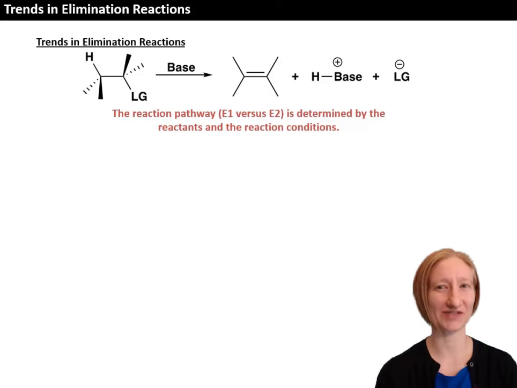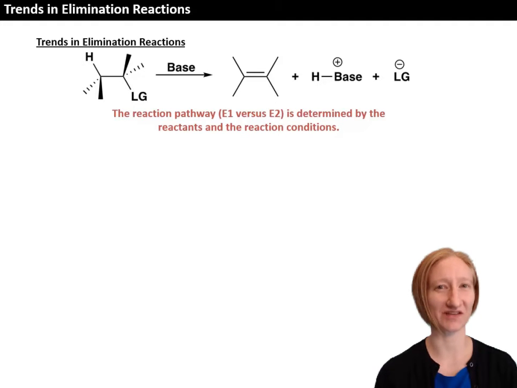In the last video, we saw that elimination reactions can proceed through two different mechanisms, an E1 or an E2 pathway. In this video, we'll look at the reaction features that determine which pathway the reaction will favor. And there are four key features for us to consider: the electrophile, the base, the leaving group, and the solvent. And we'll look at one at a time.